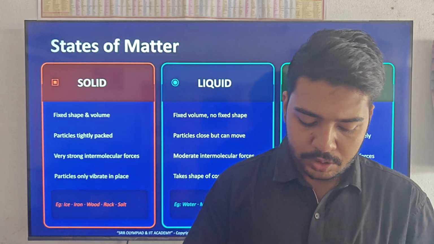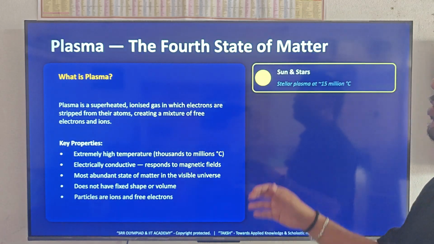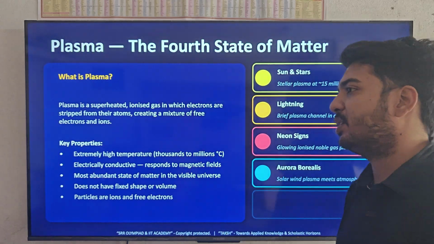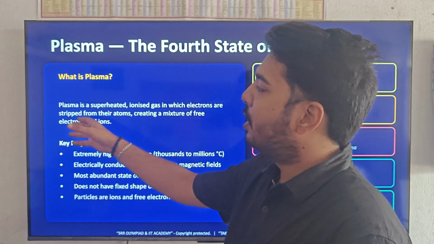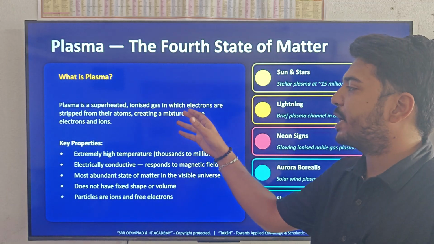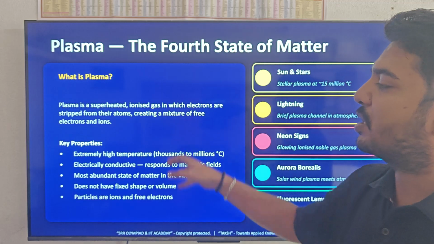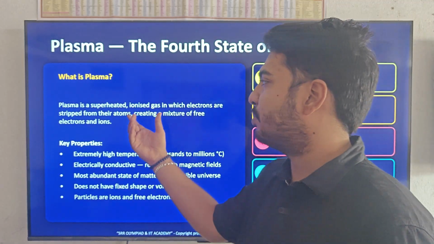The next is the fourth state of matter, that is plasma. Nowadays there is another state of matter that is also called plasma. Plasma is a superheated ionized gas in which electrons are stripped from their atoms, creating a mixture of free electrons and ions. What do you mean by this?